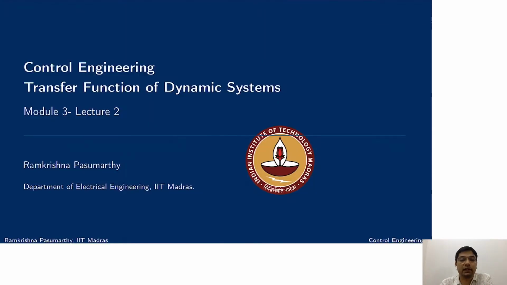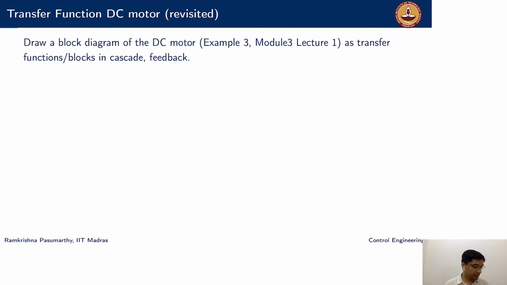Hello and welcome to this lecture number 2 of module 3 of the course on control engineering. We will continue our discussion on transfer function of dynamic systems and derive transfer functions of a few more examples. Before that, we will again start to draw the block diagram of a DC motor as transfer functions or blocks in cascade or in feedback.